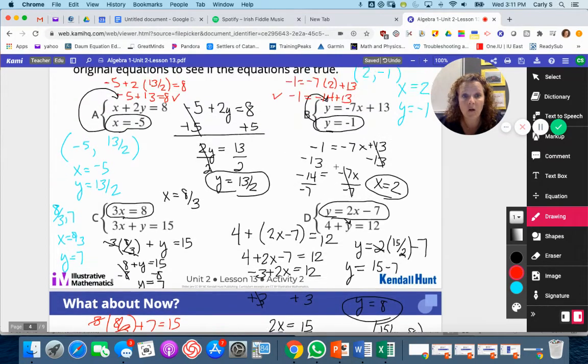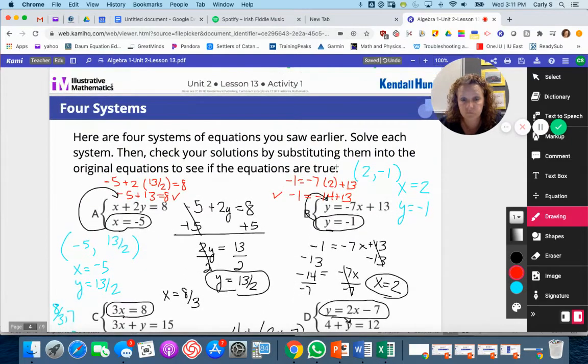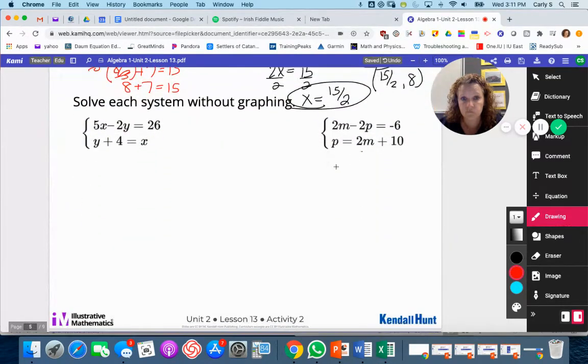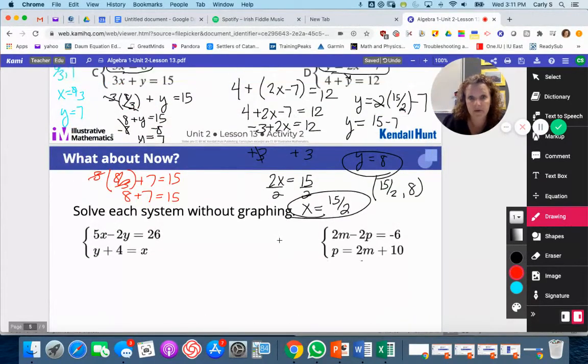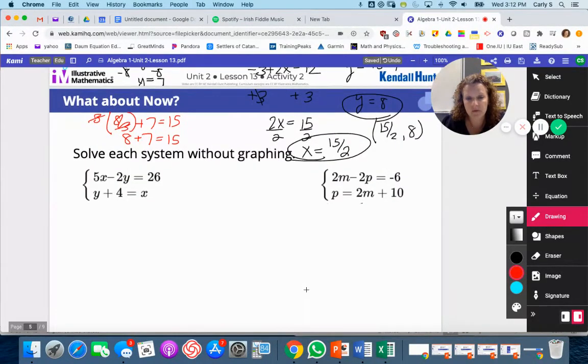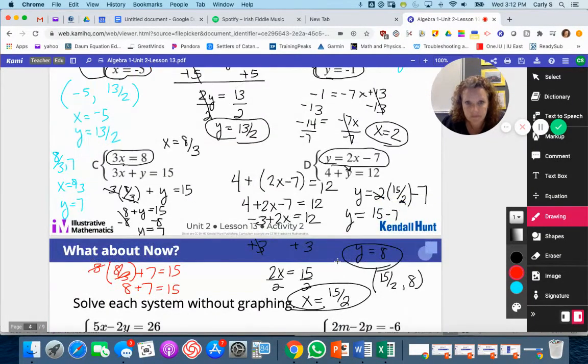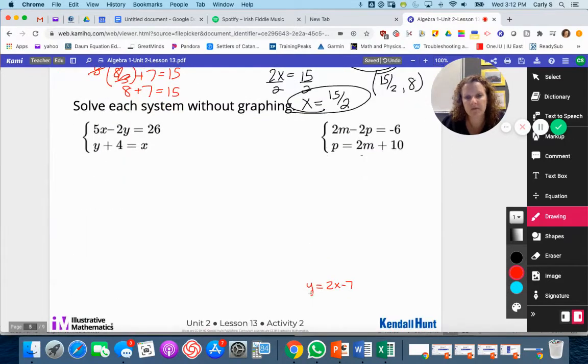And I am all out of room. Okay, we're going to go right down there. Y equals 2x minus 7. And 4 plus y equals 12.